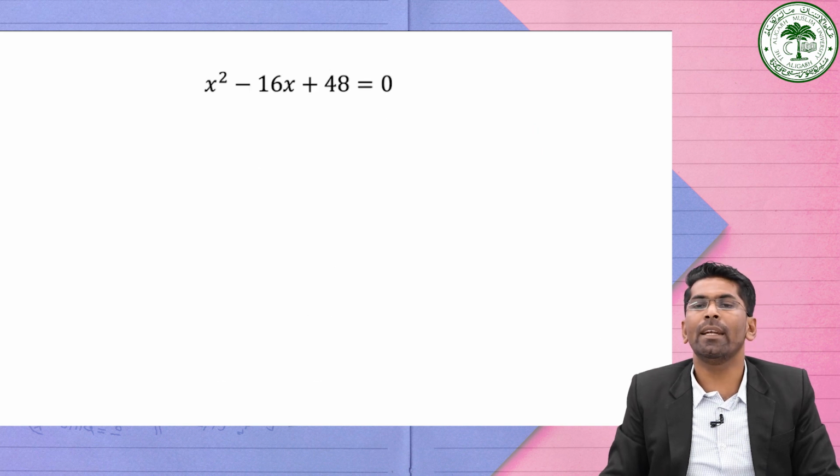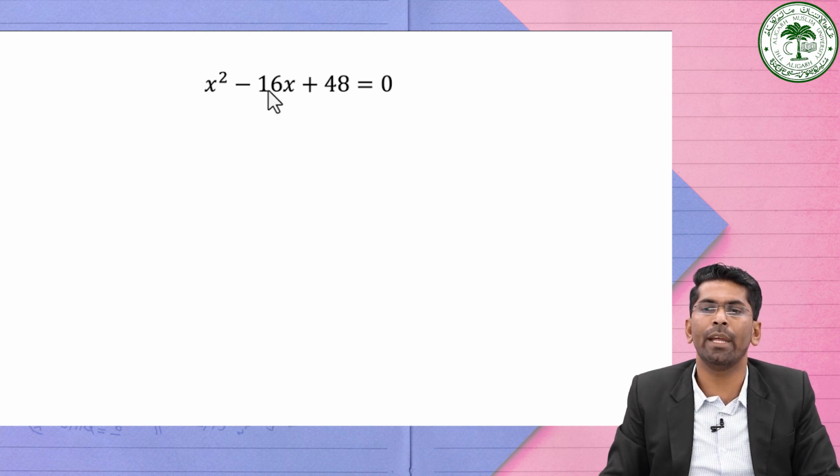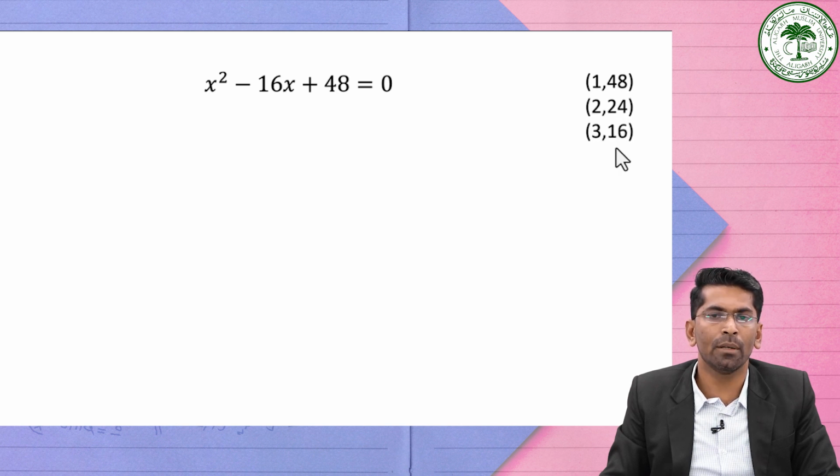Now let us consider another example. See, it is x square minus 16x plus 48. So we need to find two numbers whose product is 48 and whose sum is minus 16. These are the numbers which may be 1 and 48, 2 and 24, then 3 and 16, 4 and 12, and 6 and 8. These are the possible numbers whose product is equal to 48. Now among these, we want to get the pair whose sum is equal to minus 16.